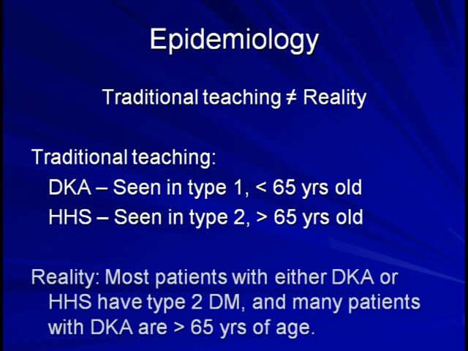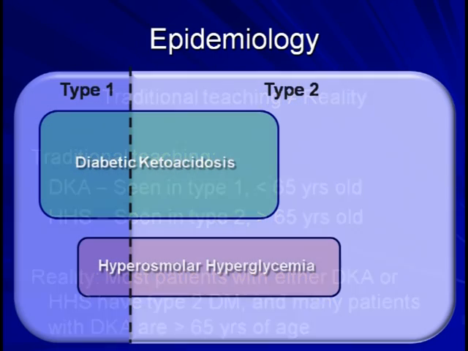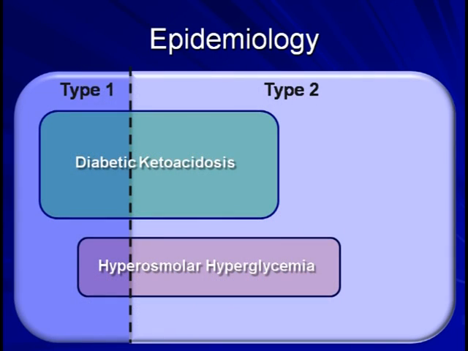In reality, however, most patients with either DKA or HHS have type 2 diabetes, and many patients with DKA are older than 65. This diagram demonstrates from where some of these misconceptions originate. First, you can see that among all patients, both sick and healthy, there are fewer type 1 diabetics than type 2 diabetics. Type 1 patients are more likely to develop a hyperglycemic crisis, and that hyperglycemic crisis is more likely to be DKA than HHS.